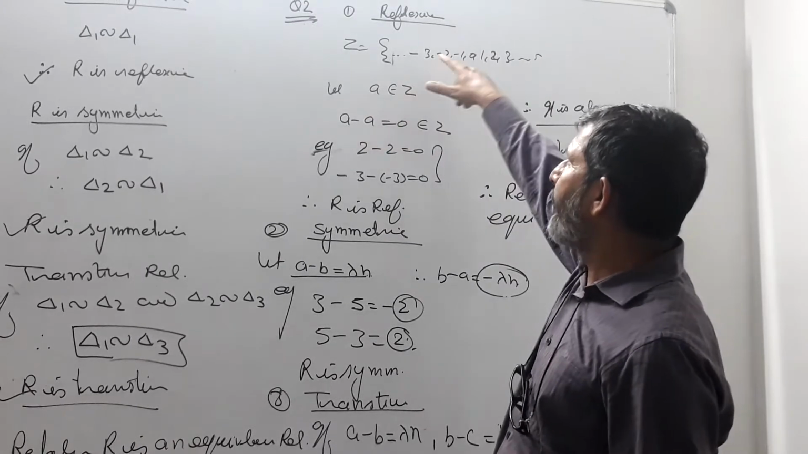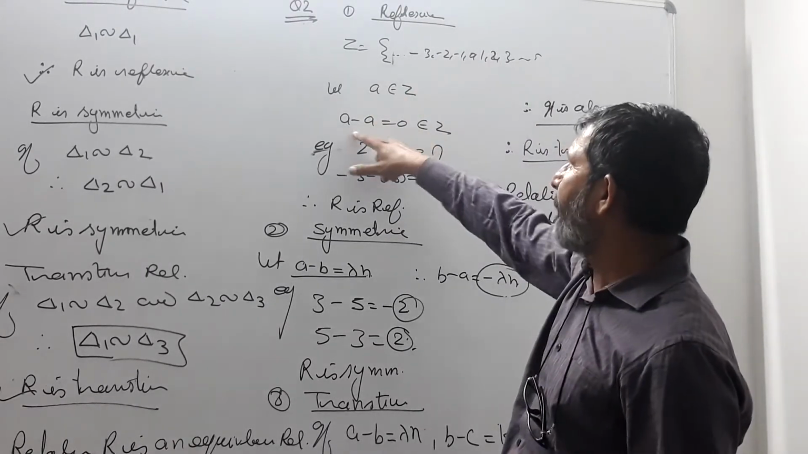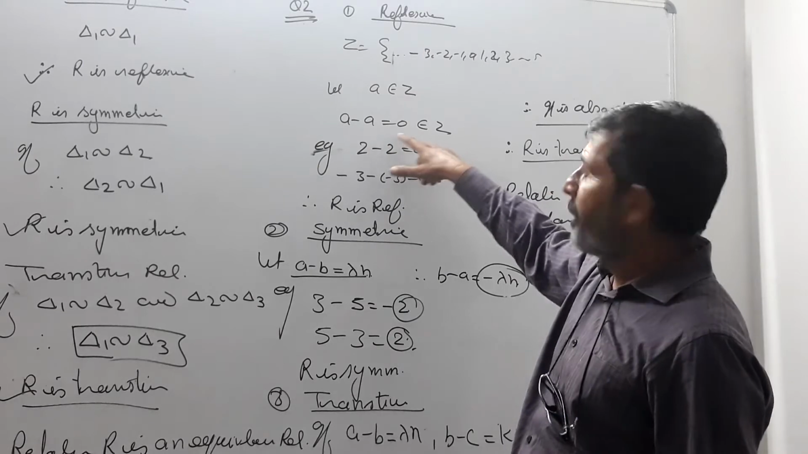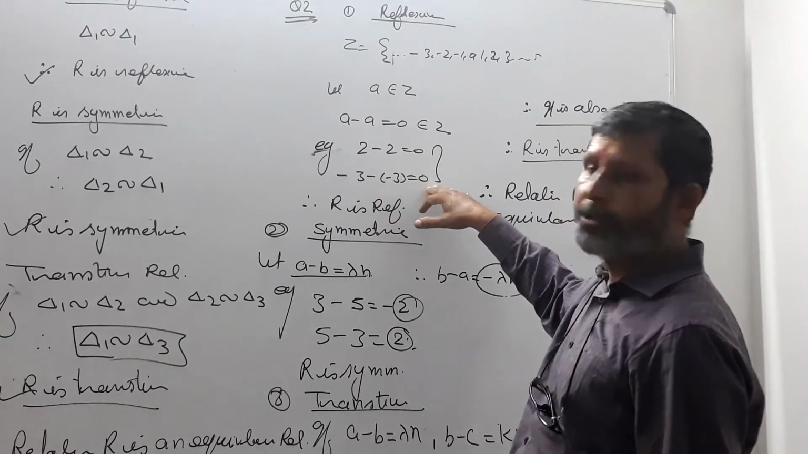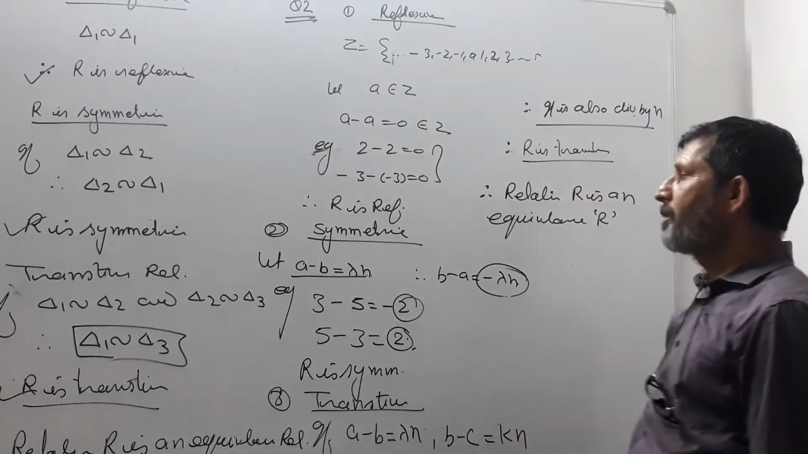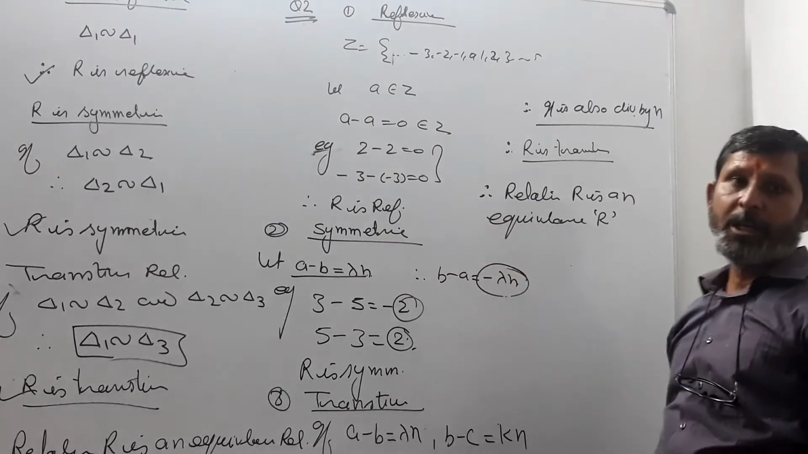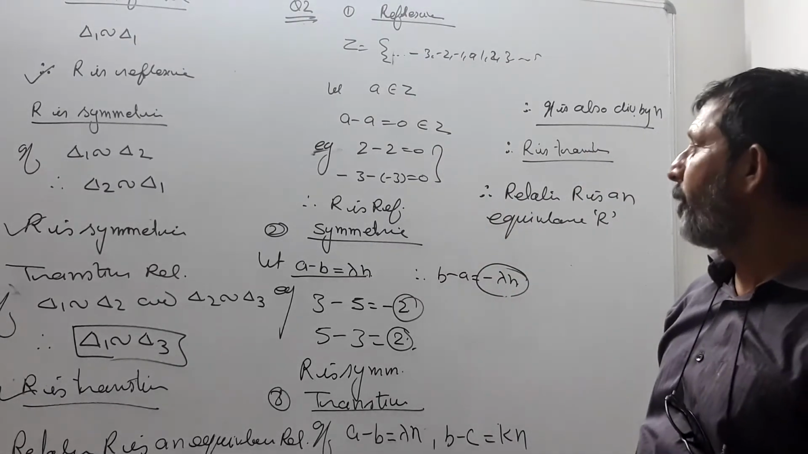Let me suppose that a is any element of the integers, then a minus a is 0. For example, 2 minus 2 is 0, and minus 3 minus minus 3 is also 0. It is divisible by the same constant. Therefore, every element is related to itself.